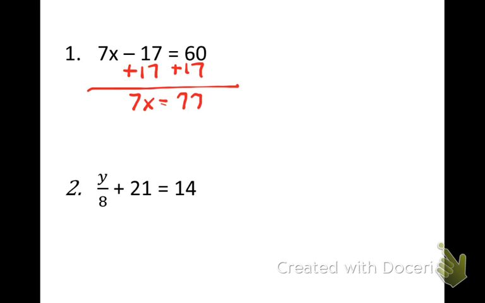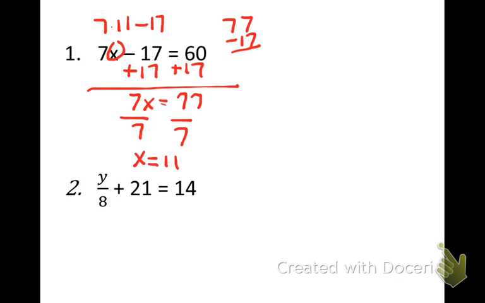The variable is still not by itself, which is our goal. So now we're going to do the opposite of multiply by 7, which would be divide by 7. And we get x equals 11. Again, we can check that by replacing this variable right here, so it becomes 7 times 11 minus 17. 77 minus 17 is 60, so it does check out. I don't make you do that, but that's available to you. Don't forget about that. It would be good for a test.